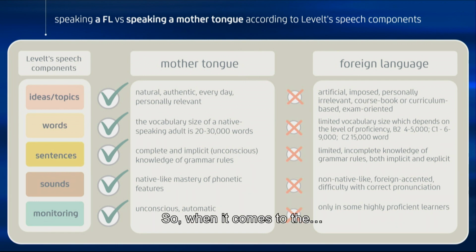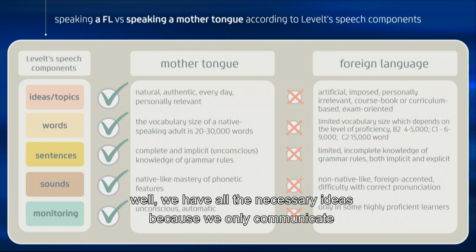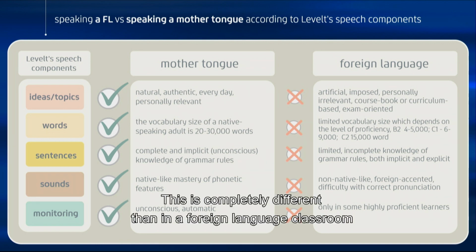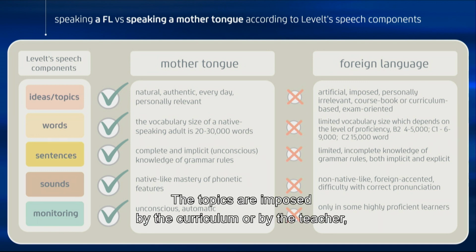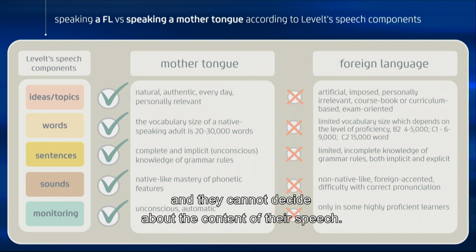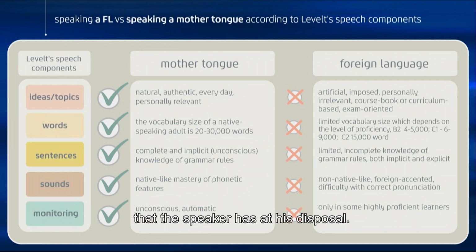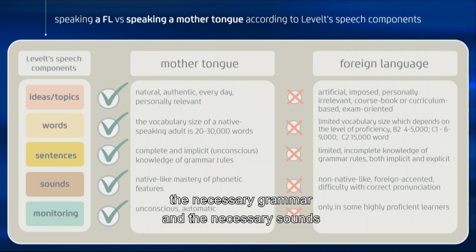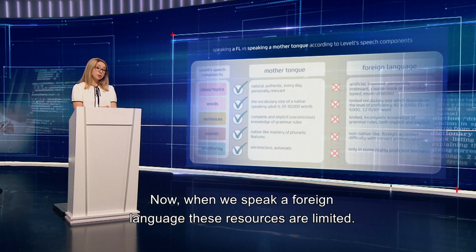So when it comes to the ideas, when we speak our mother tongue, we have all the necessary ideas, because we only communicate when we have something to say. This is completely different than in a foreign language classroom, where the learners do not choose the topics. The topics are imposed by the curriculum or by the teacher, and they cannot decide about the content of their speech. The same applies to the linguistic resources that the speaker has at his disposal. So when we speak a native language, we have all the necessary words, the necessary grammar, and the necessary sounds, because we have learned those in childhood. Now, when we speak a foreign language, these resources are limited.